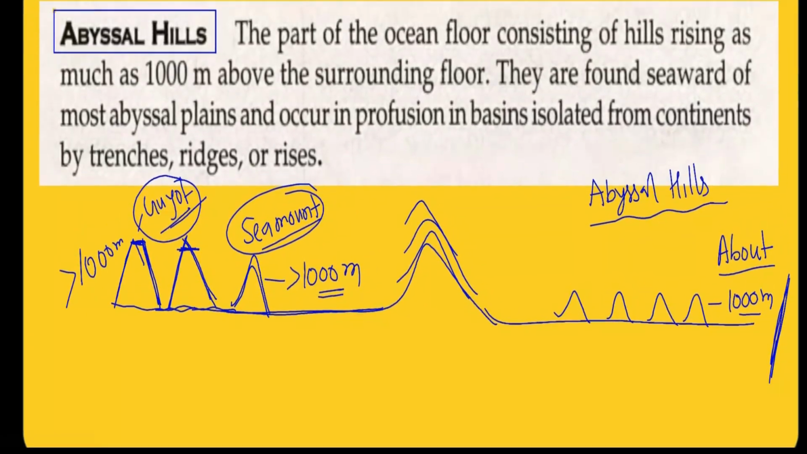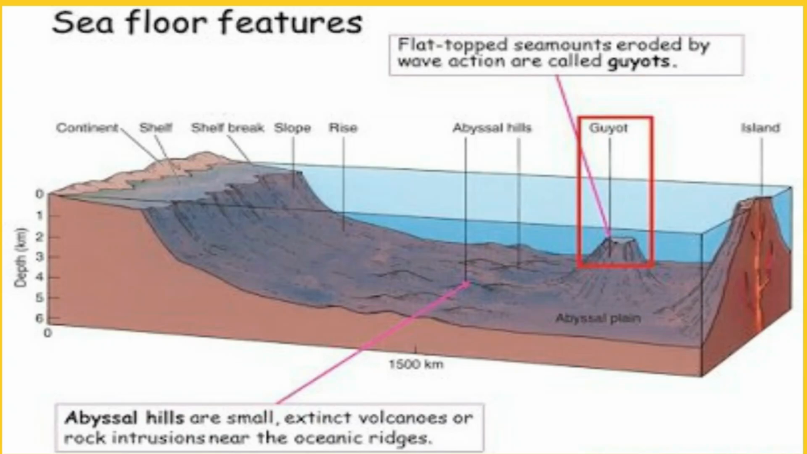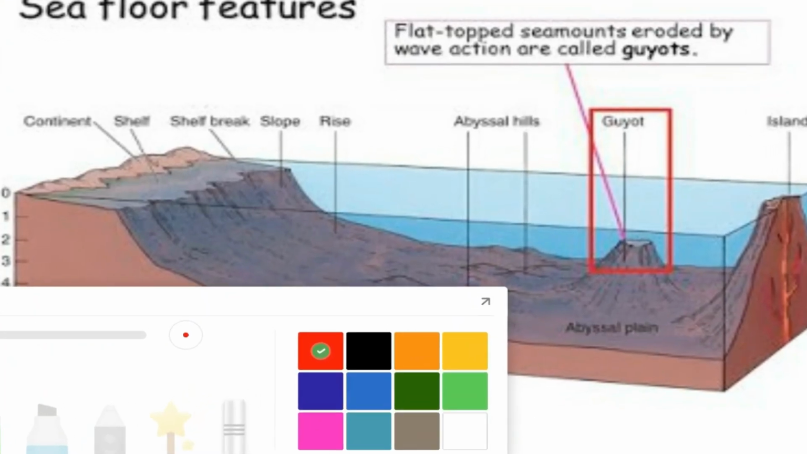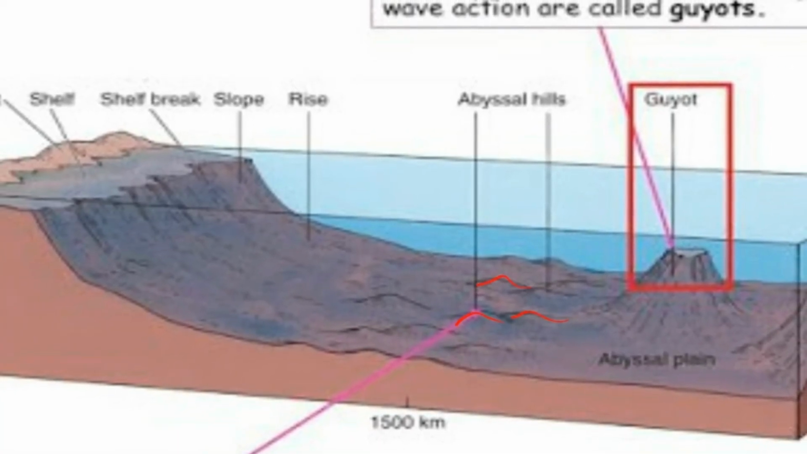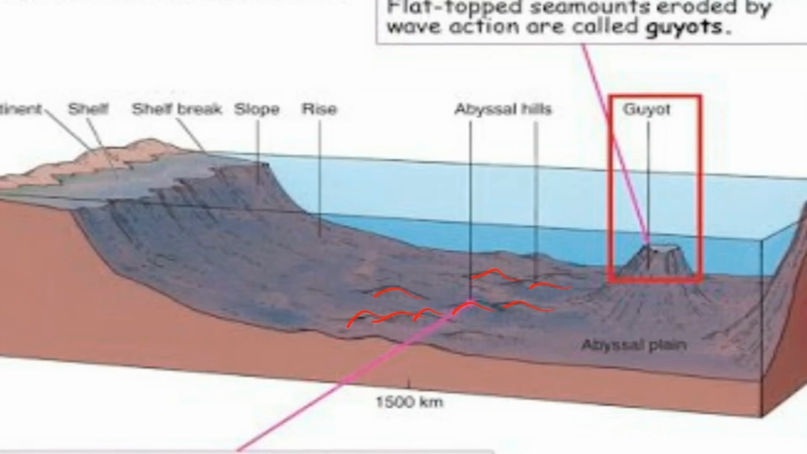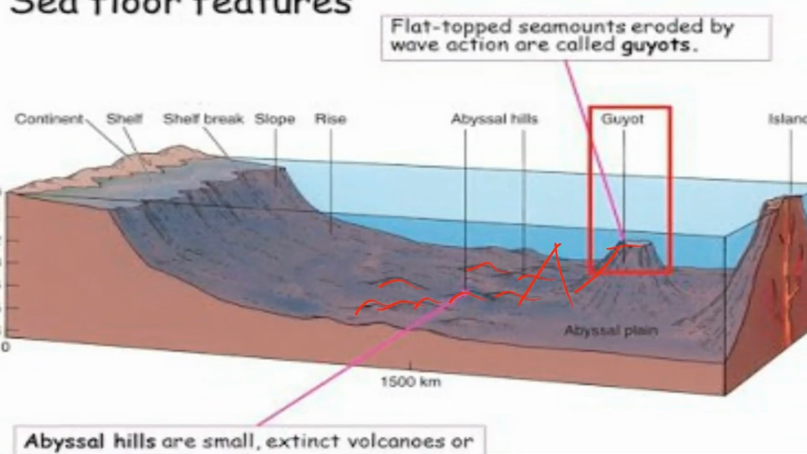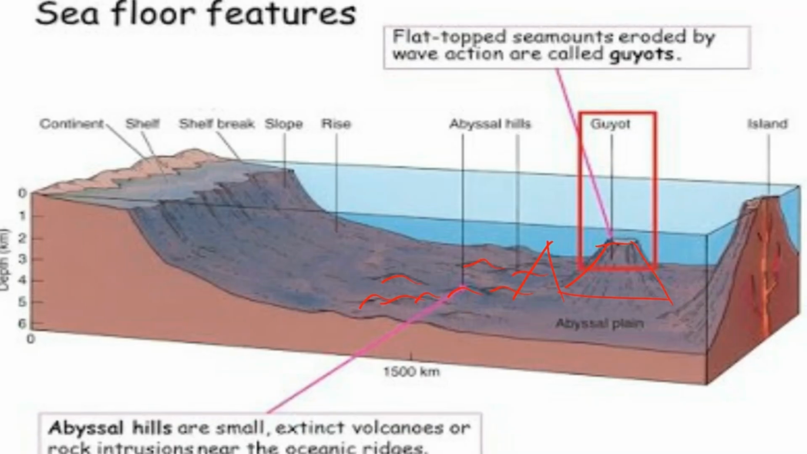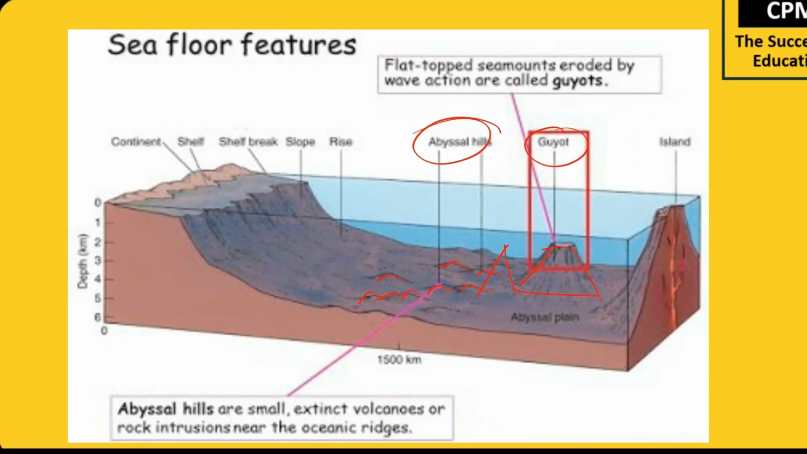Here you can see some abyssal hills in that region. In that region, small abyssal hills are there, which are not visible, because it is the deeper part of the ocean. And then if the height is more, it is known as seamount, and here you can see that it is a flat top, known as guyot. Here it is abyssal hills.